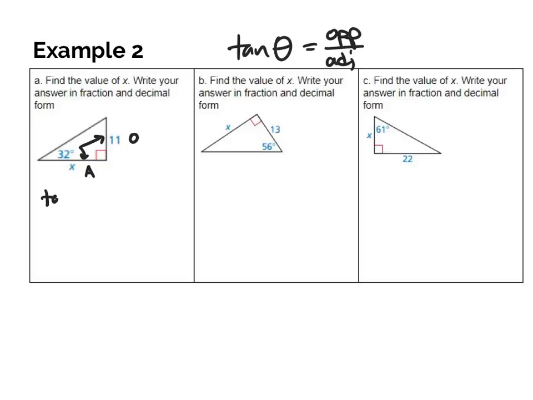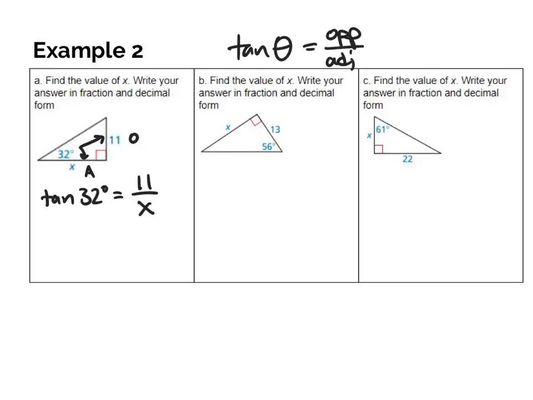So tangent of my angle, 32 degrees, is going to relate the opposite side, which is 11, to my adjacent side, which is x. Now again, the tangent of 32 is going to give you that decimal that we saw in our previous example. It's going to give you a percent. What we need to do is just simply take tangent of 32 and plug it into our calculator.